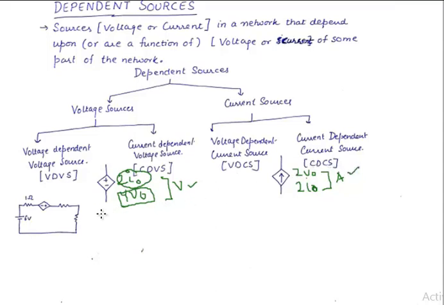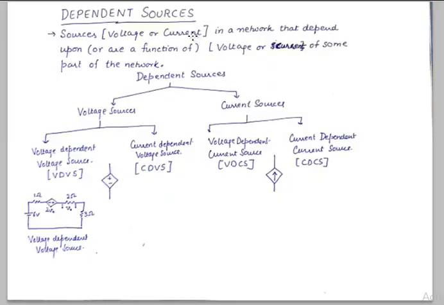So let's have a look at a few network examples where we find these dependent sources. For example, I've taken up this network where this is an independent voltage source, this is a resistor, this is a dependent voltage source, because it has a plus minus sign here, and this is a 2 ohm resistor, this is a 3 ohm resistor, and the voltage drop across the 2 ohm resistor is V0.